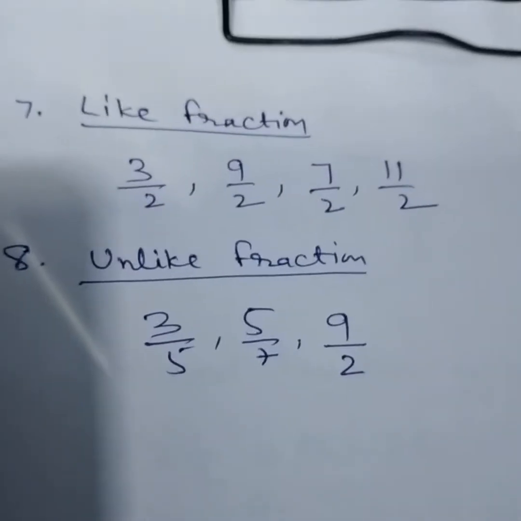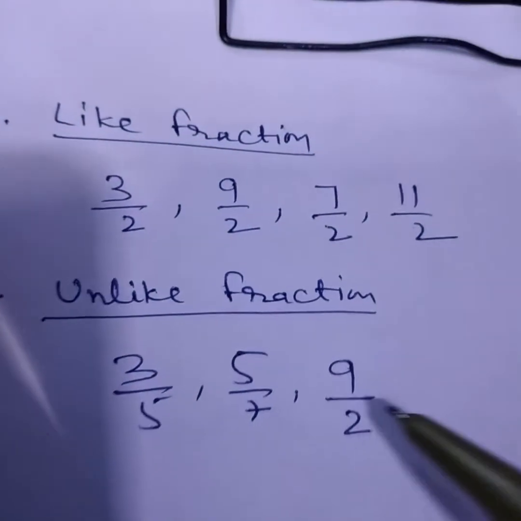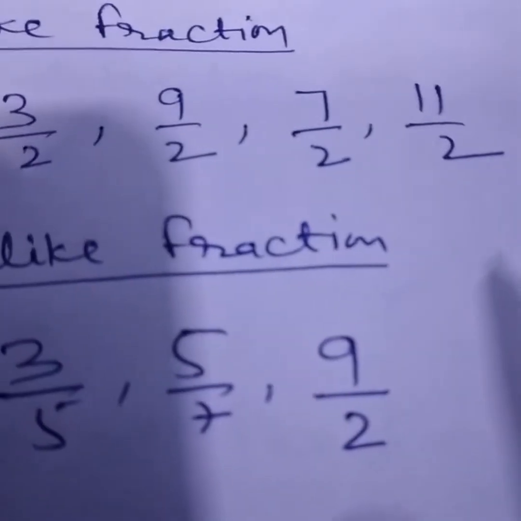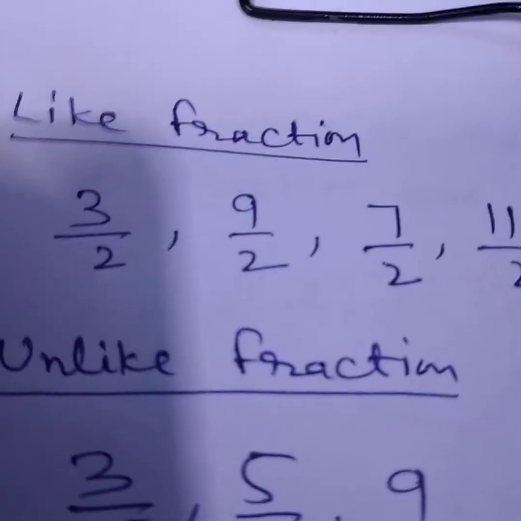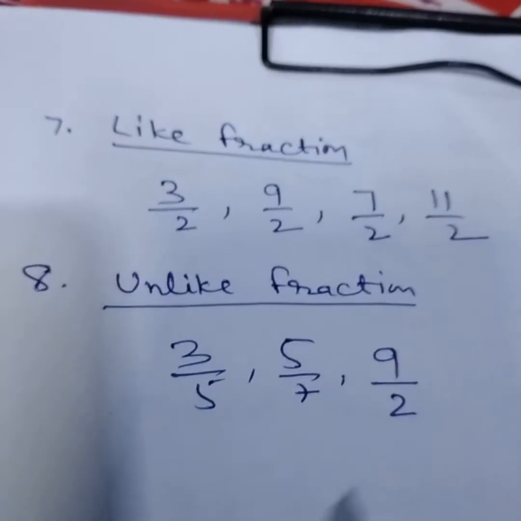Unlike fractions means fractions whose denominators are not equal. 3 upon 5, 5 upon 7, 9 upon 2. This type of fraction is called unlike fractions.